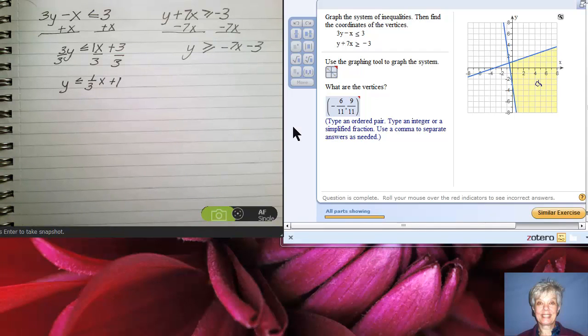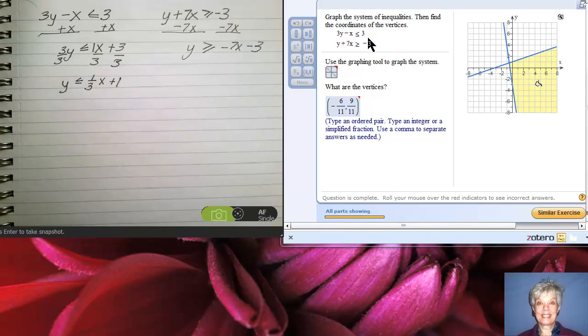Okay, so notice this says graph the system of inequalities, then find the coordinates of the vertex. Well, here there's only one vertex. They say vertices because it's not uncommon for these systems to have more than one vertex. But we only have one vertex, so we'll graph one vertex.